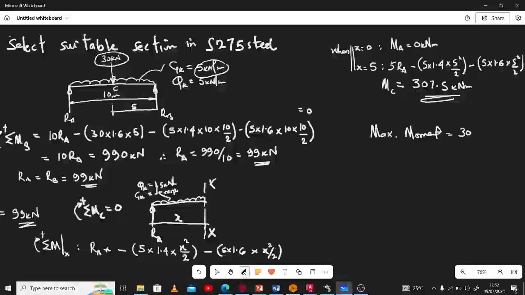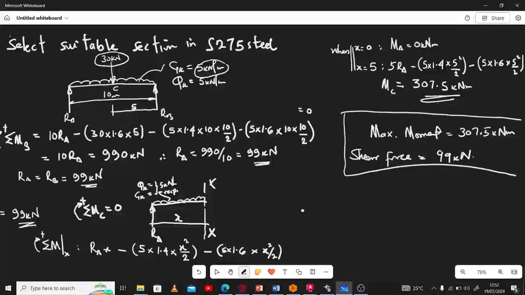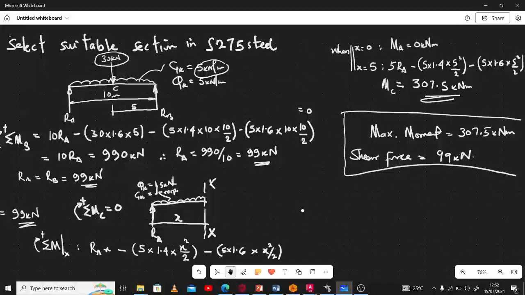The maximum moment is 307.5 kilonewton meters, and we have the shear force or the reaction to be 99 kilonewton. So this exactly is the result of our analysis. Now you may not need to go this far, or you may not need to do the first principle if you have a very good tool to do your analysis at this level.